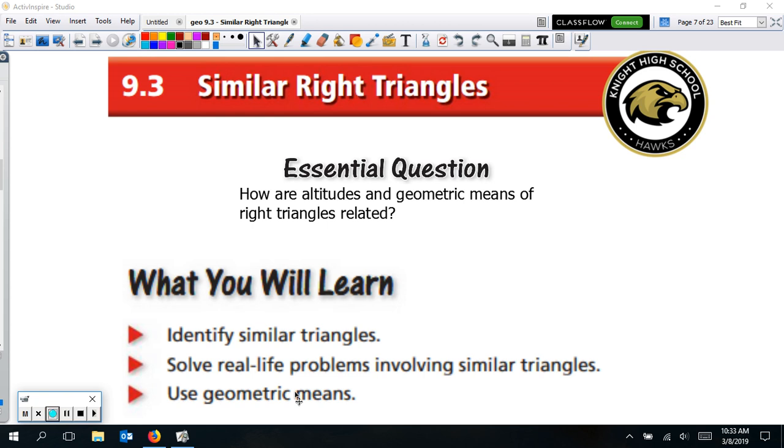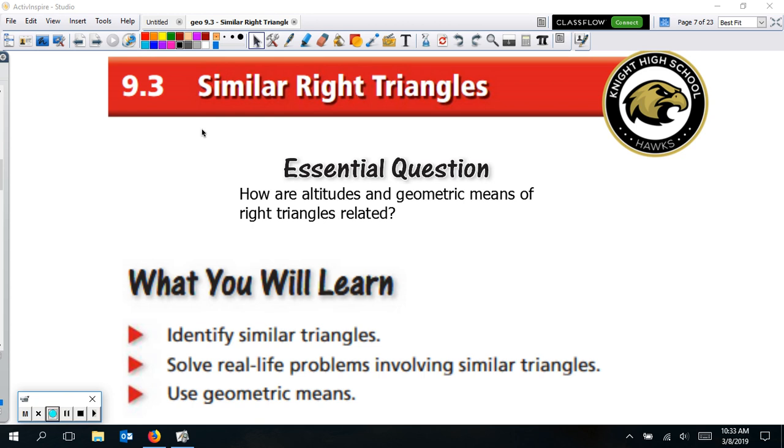So here we are with geometry's 9.3 lesson, similar right triangles. In this lesson we're going to be looking at how some right triangles are similar, of course. We're also going to be looking at something called geometric means, and we'll see what that's all about here in just a little bit. And also we need to remember about altitudes. You can see that's here in this essential question: how are altitudes and geometric means related? So altitudes, again, we'll look at what those are. We saw those in previous chapters.